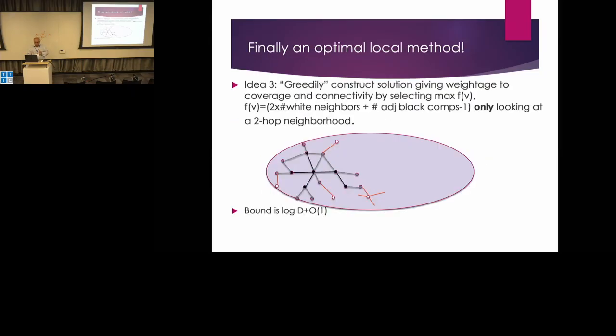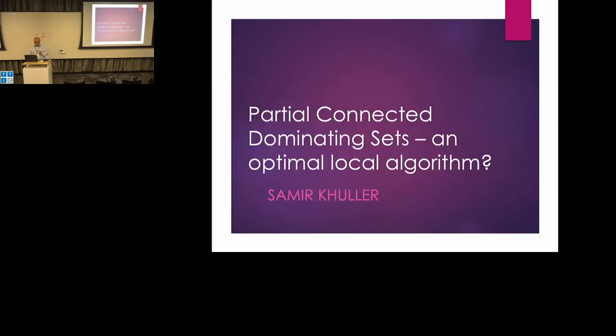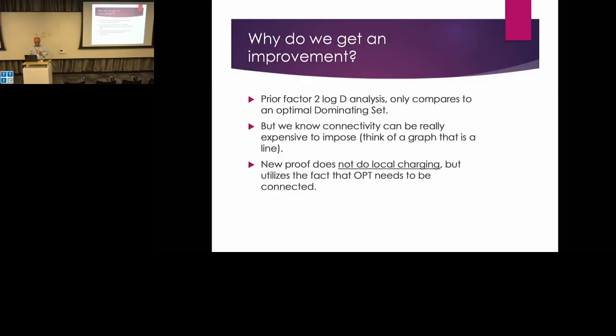Before I get to the result, I think there was a slide on this. Okay, this was the slide. The prior factor 2 log d analysis only compared to an optimum dominating set. Here we didn't use the fact that this optimum solution was even connected. If you think about a simple graph that's a long line, the dominating set is something like n over 3, because each node will dominate itself and its 2 neighbors. But if you have to connect it, then the cost is very high. So connecting is expensive. But nowhere in that proof did we use the fact that the opt is connected.